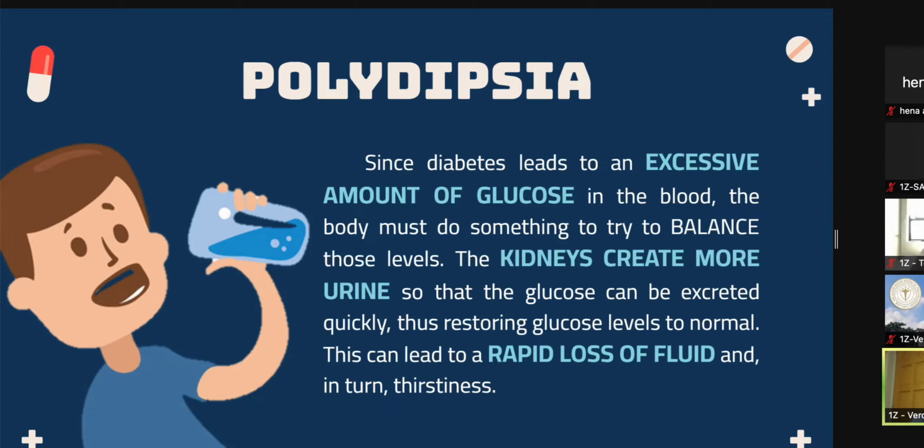Since diabetes leads to an excessive amount of glucose in the blood, the body must do something to try to balance those levels. So the kidneys create more urine so that the glucose can be excreted quickly, thus restoring glucose levels to normal. This can lead to a rapid loss of fluid, and in turn, this will cause thirstiness.